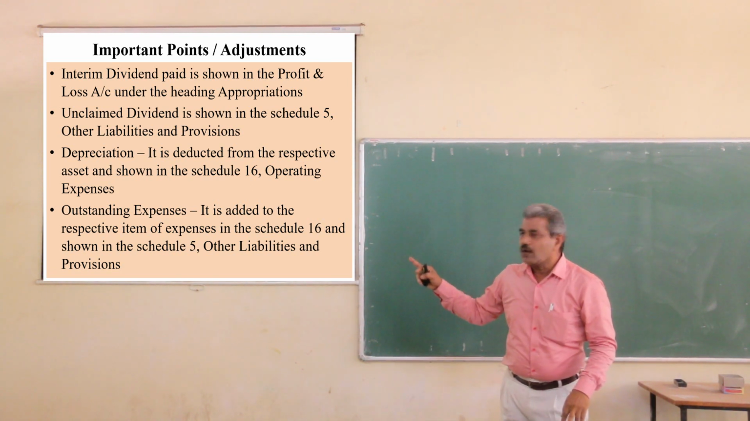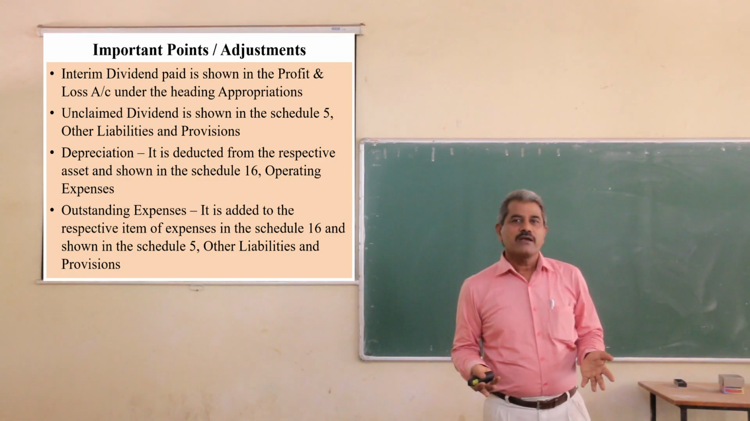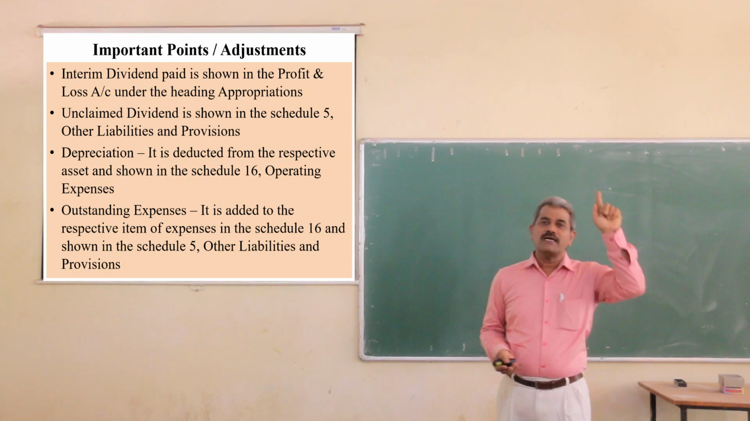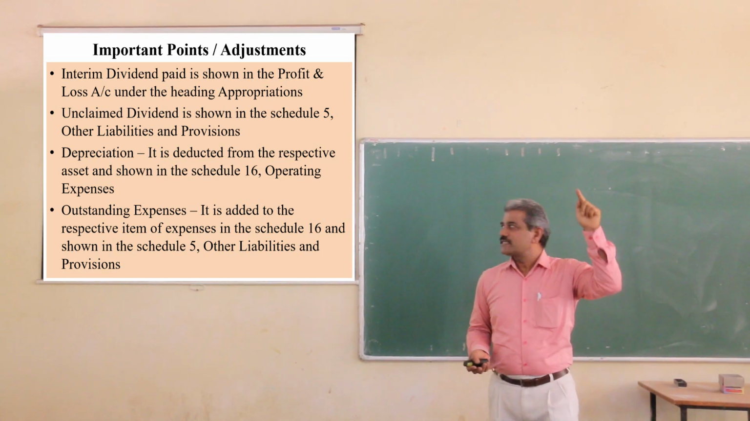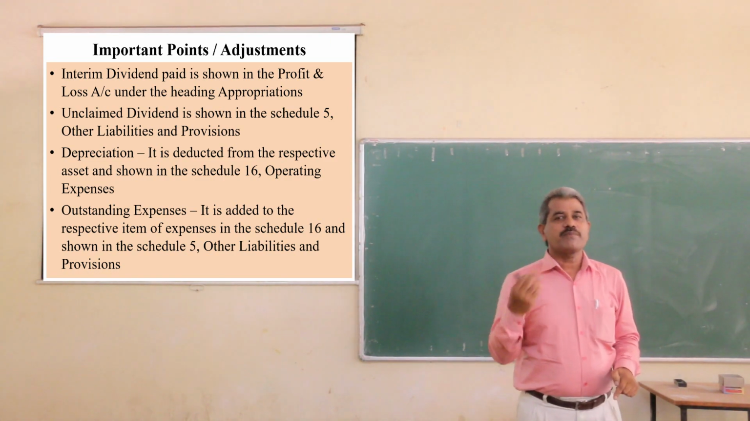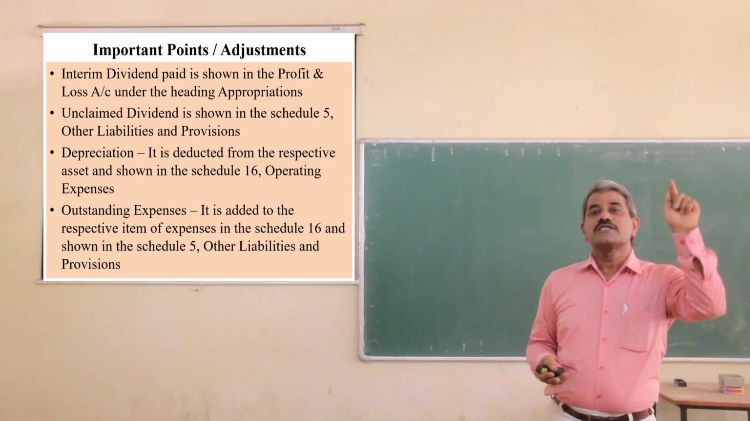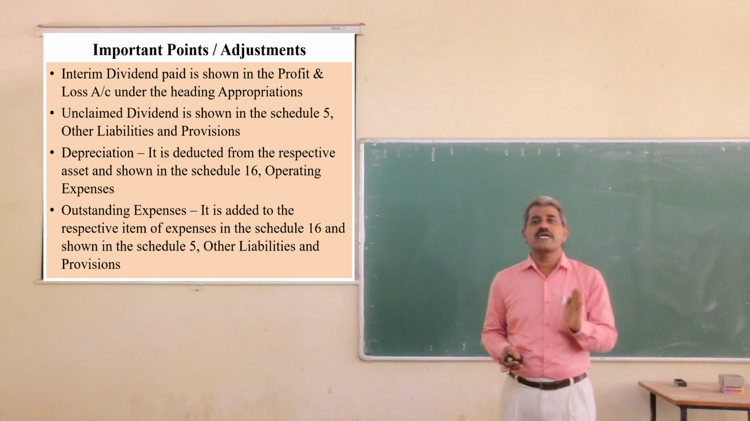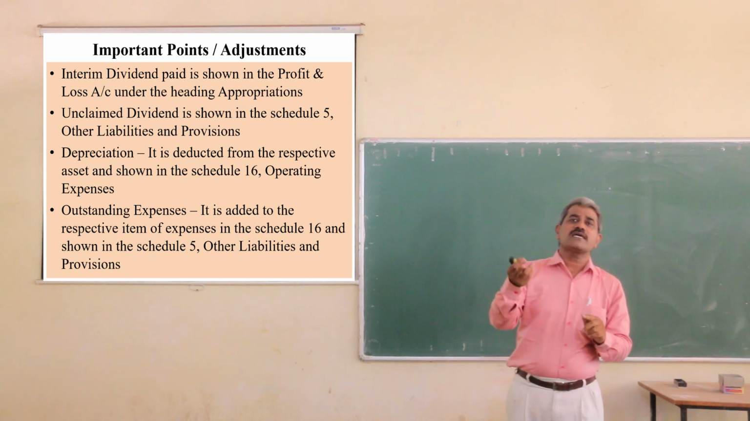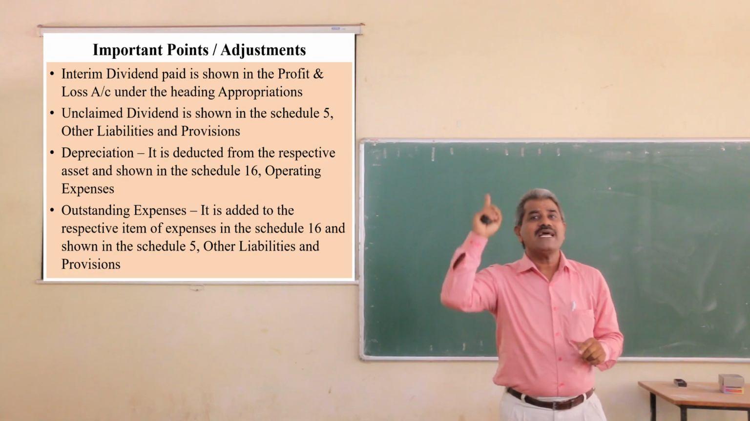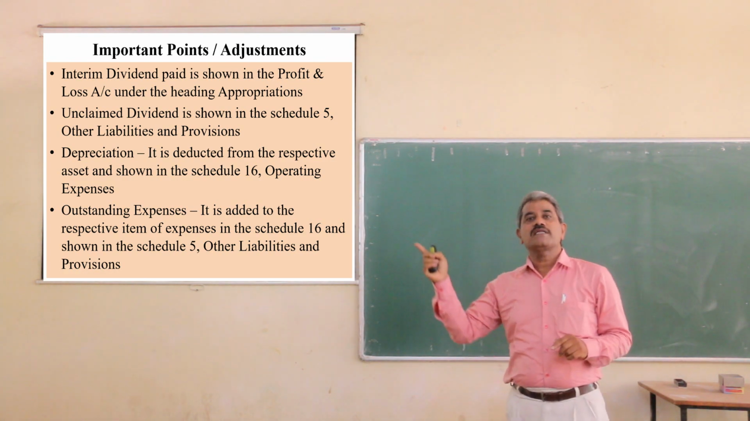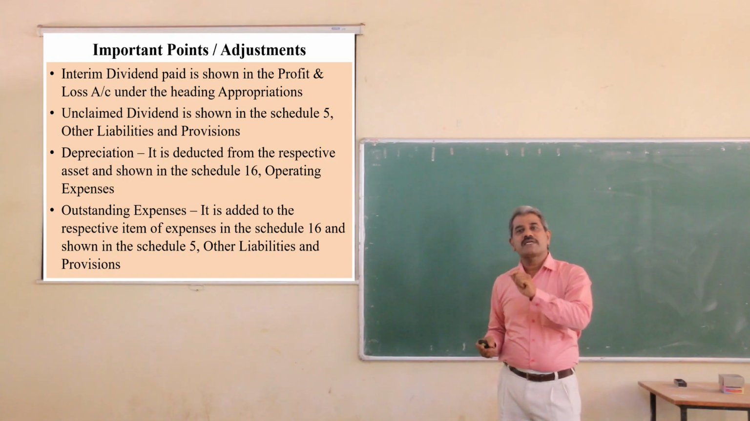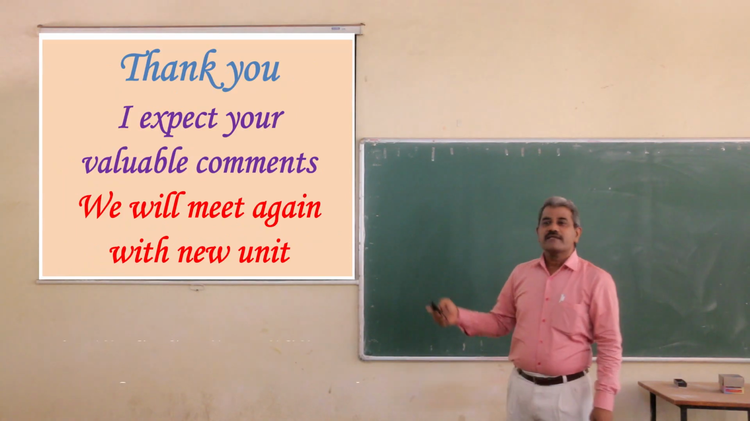Outstanding expenses, as usual, should be added to the respective expenses in schedule number 16. And as the amount is payable, it is shown in schedule number 5, other liabilities and provisions as liability. If there is any outstanding expenses, it should be added to the concerned expenses in schedule number 16.